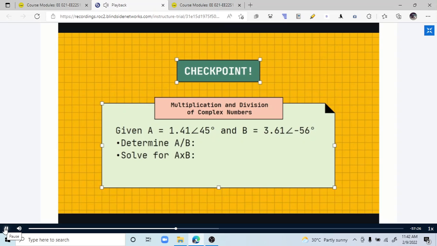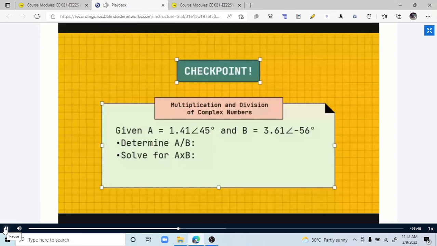Type your answer onto the chat box. Polar form. Okay, very good. So the answer is 0.39 angle 101 degrees. That is not negative. It should be positive 101 degrees. Okay, 0.39 angle 101 degrees.